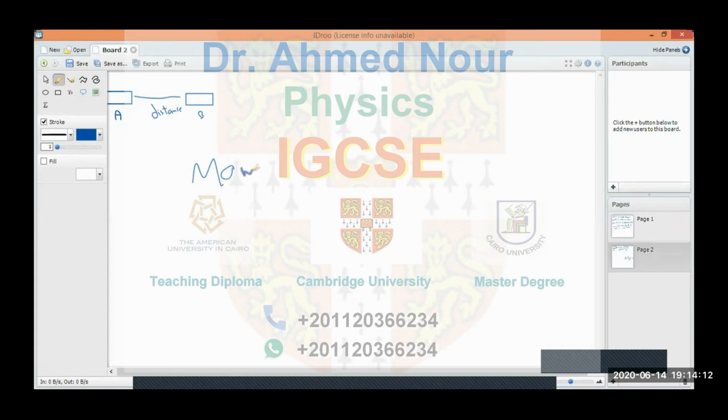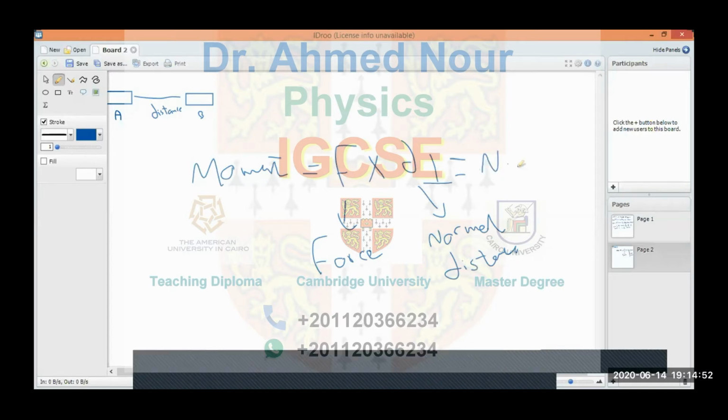Moment equals force times perpendicular distance. So F represents force and D the perpendicular distance. This is the vertical distance or normal distance. The measuring unit for force is Newton. The measuring unit for distance is meter.